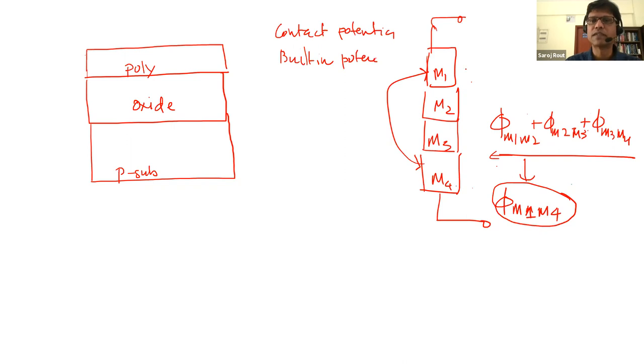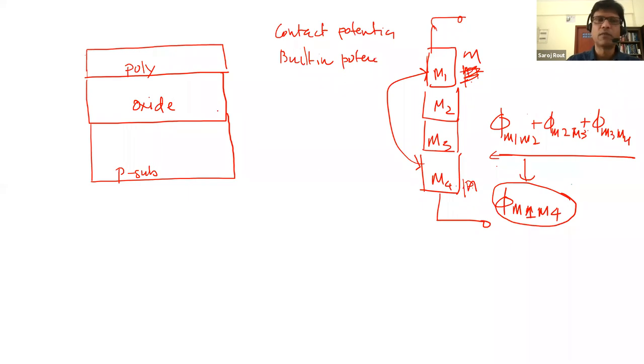Okay, so for example, if this was P plus and this was P, then this will be a built-in potential of P plus P. If this was a P and this was an N, this will be a built-in potential of P plus N. If this was just metal and N, then this will be a built-in potential of a metal and N, okay? Like I said, this is not very intuitive. I'll maybe go through it again with the band diagrams in the next class.